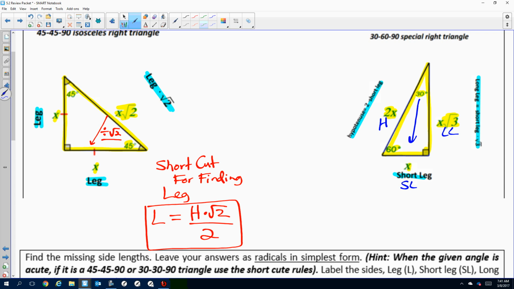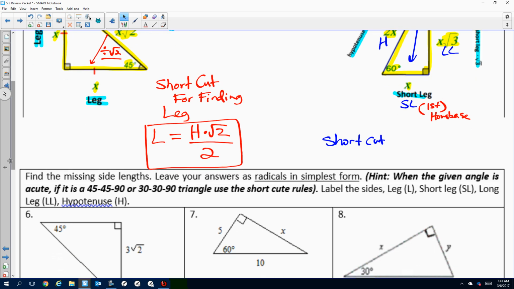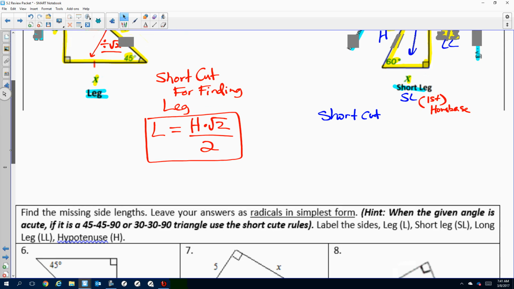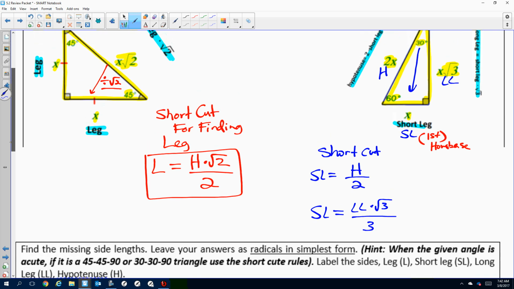So make sure you know which part is which. Now your shortcuts for your 30, 60, 90, there's two things you need to remember, okay? Besides where each side is, sometimes they don't give you the short leg. The key is always getting to the short leg first. We call that home base, because that will give me everything else. If you're missing the short leg, there's two ways you can do that. It depends on what's given. If the hypotenuse is given to you, you just divide it by 2, okay? If you need to find the short leg and the long leg is given to you, you take whatever the long leg is, times it by radical 3, and divide it by 3. So if you're going from a big to a small side, you have to divide.